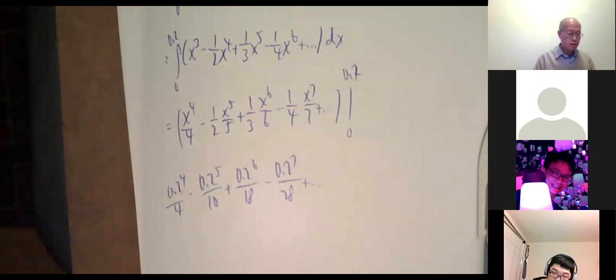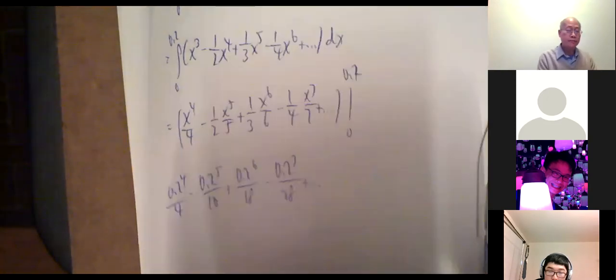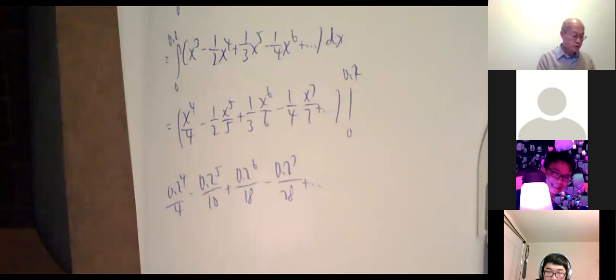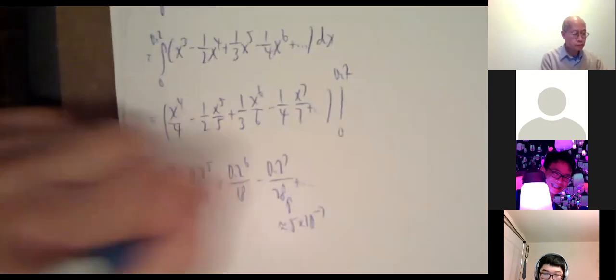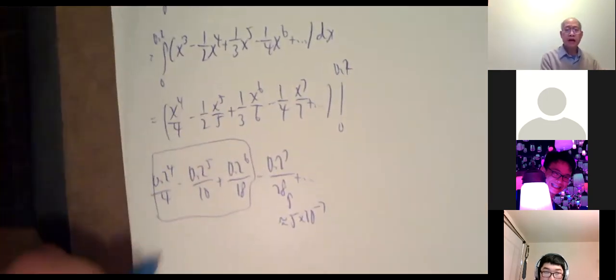I wonder if that one is the third one. Don't know until you try it. 0.2 to the 6th divided by 18: 3.5 times 10 to the negative 6, not quite. I hope it's the next one. 0.2 to the 7th divided by 28. Yes, 5 times 10 to the negative 7. So I just add up these terms.